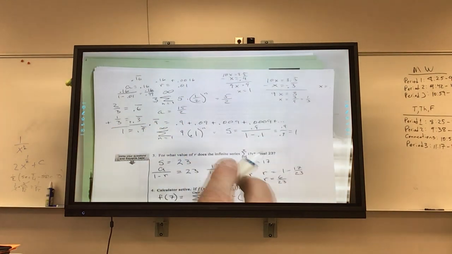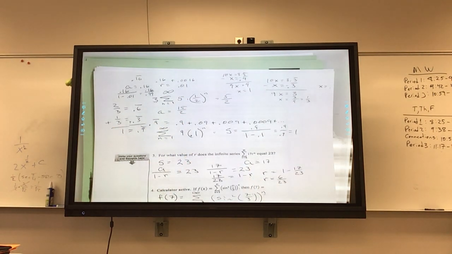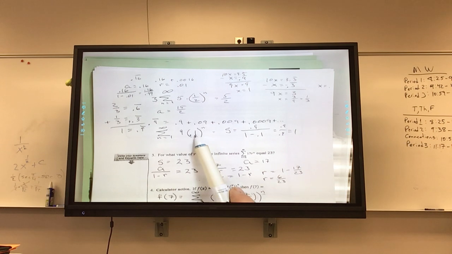So, that's geometric series, and again, just look for what is being raised to the power.